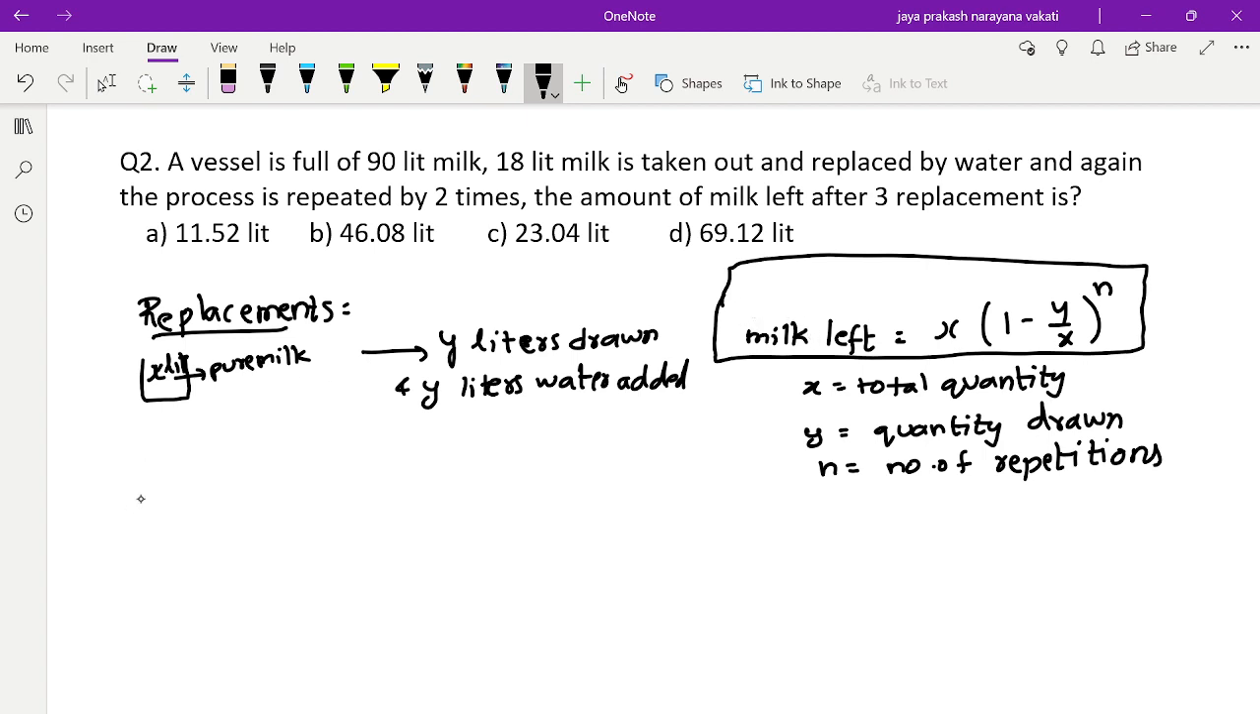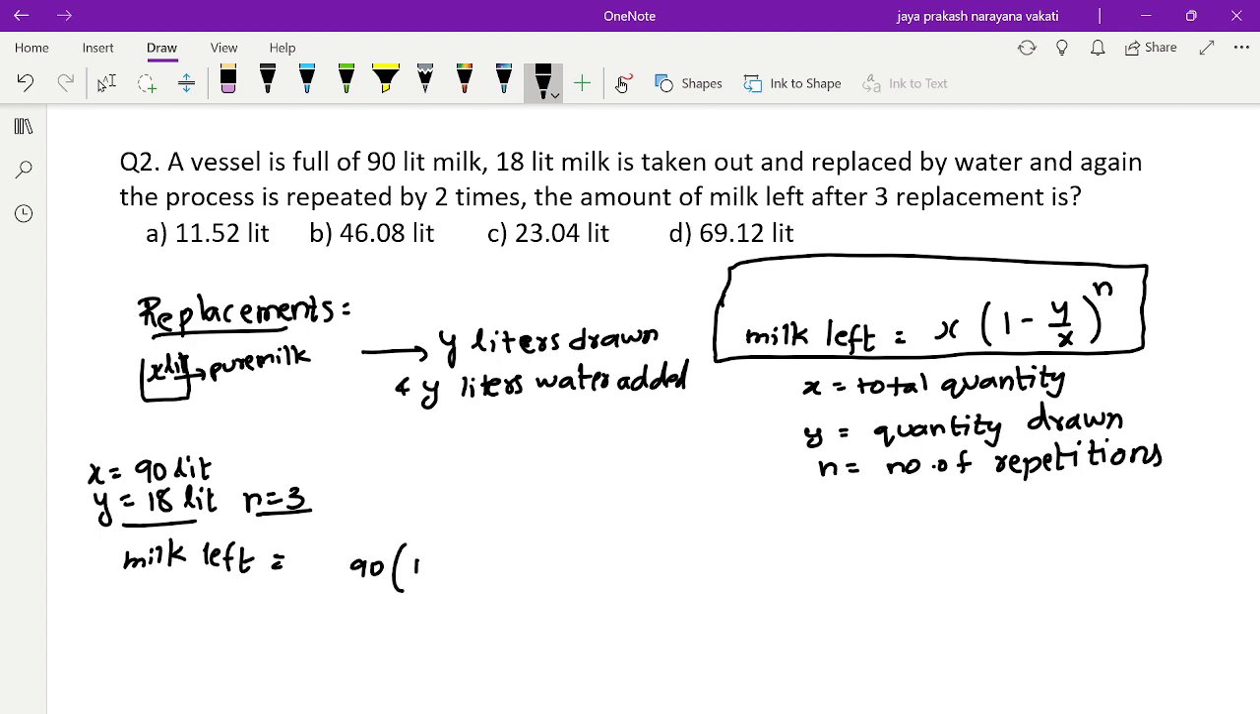So in this problem, see the problem is a vessel is full of 90 liters, 18 liters milk is taken out and replaced by water, and again the process is repeated 2 times. The amount of milk left after 3 replacements. Nice. So milk left you need to calculate. He has clearly given X total, which is 90 liters, and Y, how many he is taking out? 18, and N, how many times? 3 repetitions. So that's it.